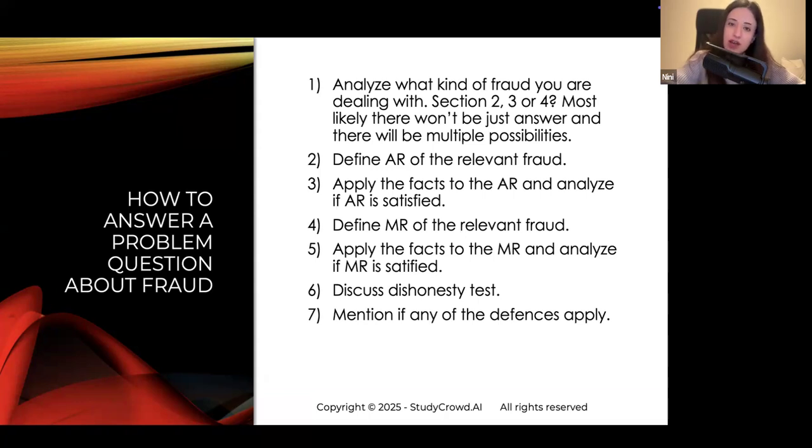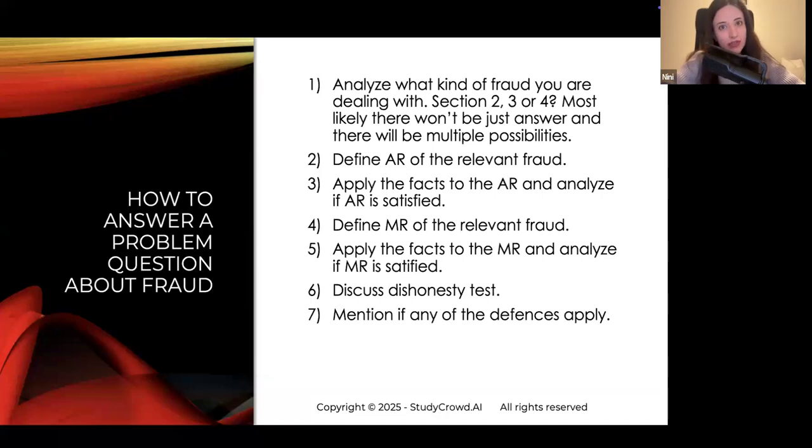Secondly, define what is actus reus of the relevant fraud. If you're dealing with fraud by false representation, then define what is actus reus of that specific fraud. Then apply it to the facts of the case and analyze if the actus reus is satisfied. This is true for all kinds of criminal law problem questions, whether you are talking about murder, manslaughter, whatever it is. You need to discuss the actus reus. You need to apply the facts of the problem question to the actus reus, and you need to analyze if actus reus is satisfied.